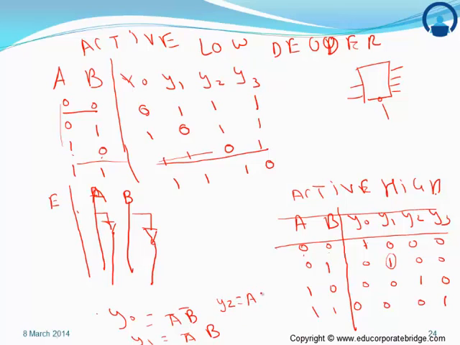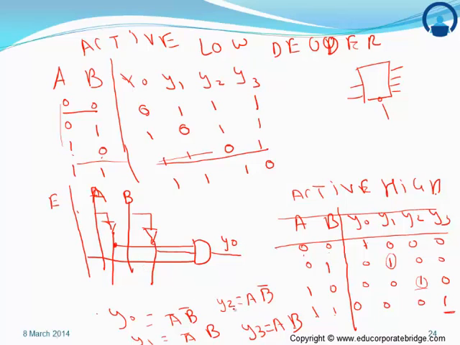Y2 will be A B bar. Okay, this is Y2, and this Y3 will be A B. So Y3 will be A B. So we can draw the circuit diagram using gates for the 2x4 decoder, as Y0 is A bar B bar. So one will be A bar, one inverter gives A, the other B, and since it is active high, the enable pin will always be connected. This is Y0.